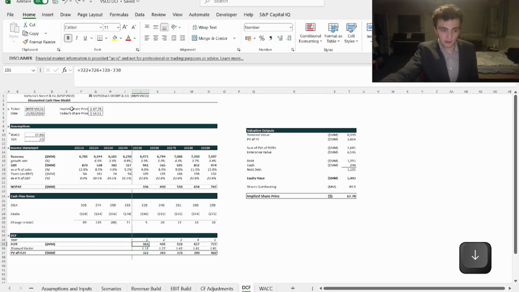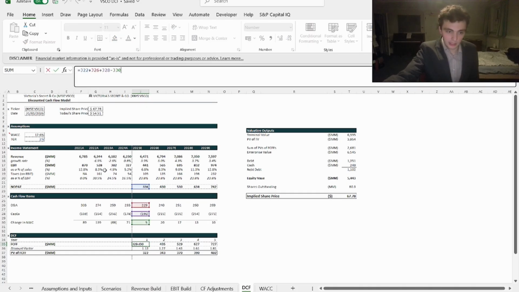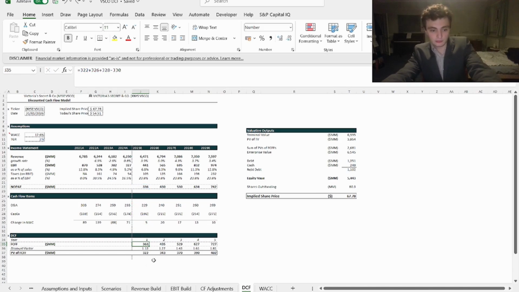We get to the free cash flow. I like to keep it below, so we can just do a simple formula like this, where you add the depreciation back to the net operating profit after tax, and then we subtract our capex and our change in net working capital. Then we divide it by the discount factor to get to our present value.